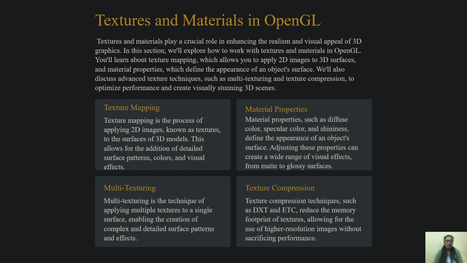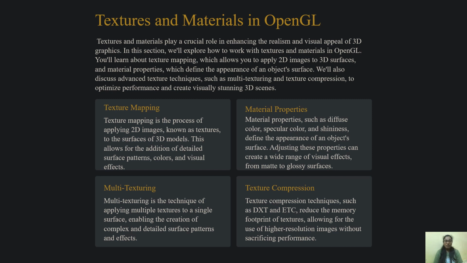And then multi-texturing. Multi-texturing is a technique of applying multiple textures to a single surface, enabling the creation of complex and detailed surface patterns and effects. Material properties. Material properties such as diffuse color, specular color, or shininess define the appearance of an object surface. Adjusting these properties can create a wide range of visual effects for matte and glossy surfaces.